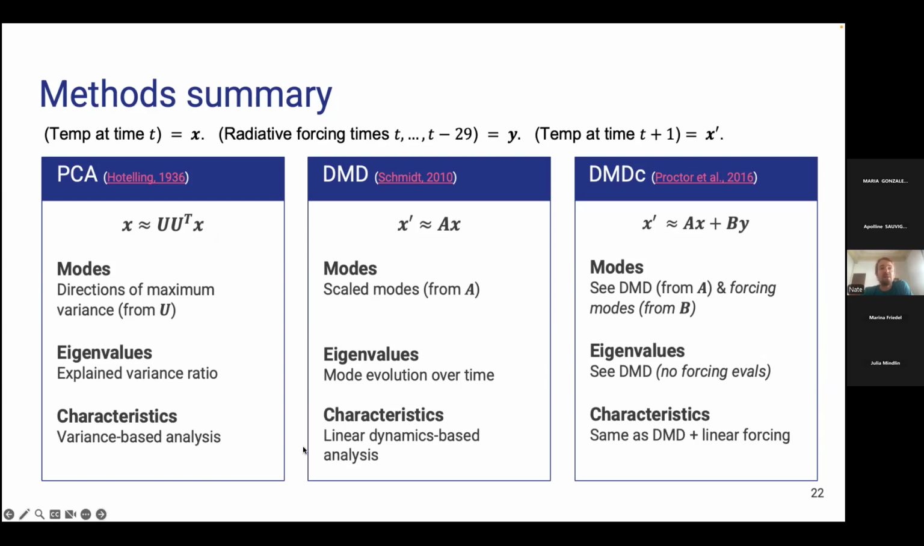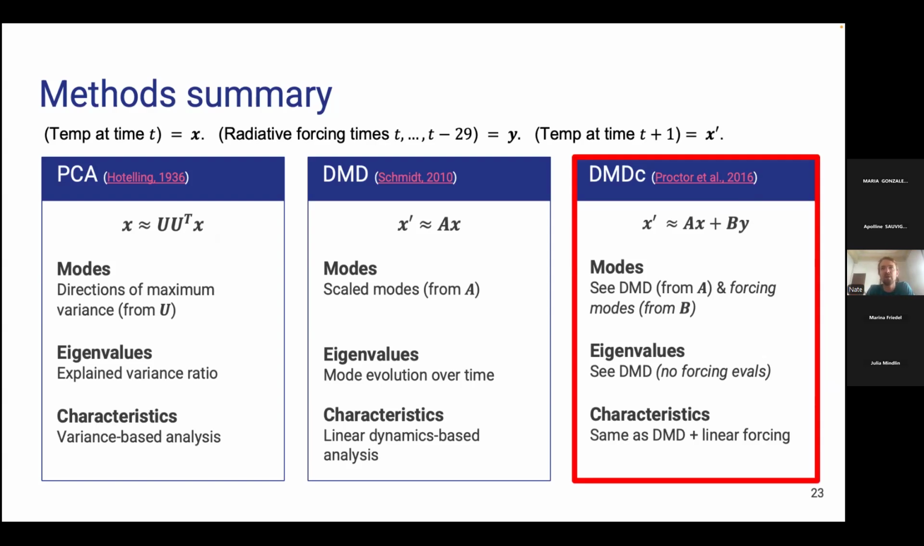PCA is a variance-based analysis. DMD is a linear dynamics-based analysis. And DMDc is also a linear dynamics-based analysis, but you're adding in this control, the control being this BY, this forcing information. So let's zoom in on DMDc a little bit and look at how it works.